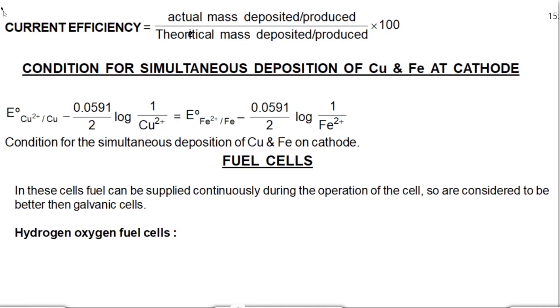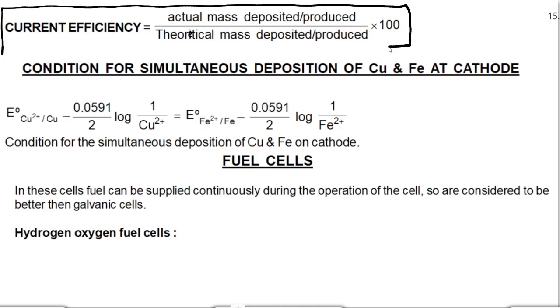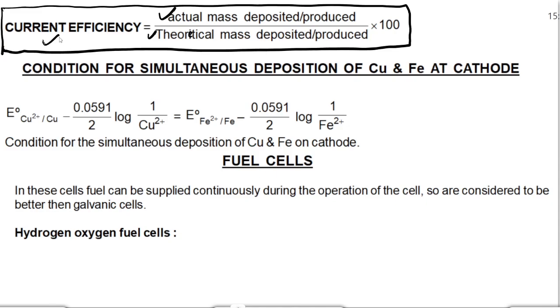Yes, if we have to calculate current efficiency, sometimes there may be a question related to current efficiency. So current efficiency is actual mass deposited or produced divided by theoretically what is the mass deposited or produced, because actual mass is given to you and theoretically you have to calculate by using Faraday's first law, and in this way you can calculate the current efficiency.